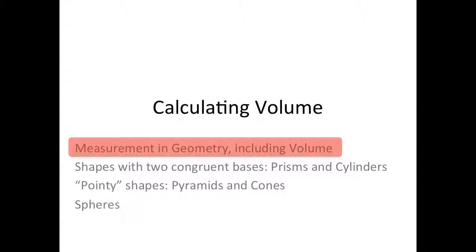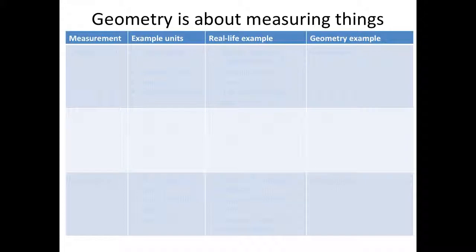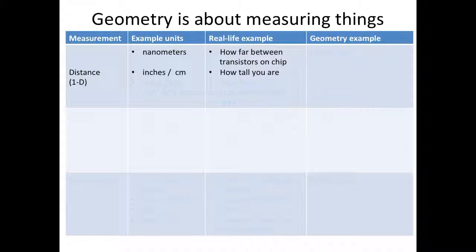And so we're going to start with using measurements in geometry. Geometry is really at the heart of it about measuring things. You measure things in distance, how far one thing is from another. For example, we measure things in nanometers, like how far transistors are apart on chips, or in inches or centimeters, for example, how tall you are, or in miles or kilometers, how far is it to San Francisco from here, or in really large units called AUs or light years, you're talking about how wide is the Milky Way.